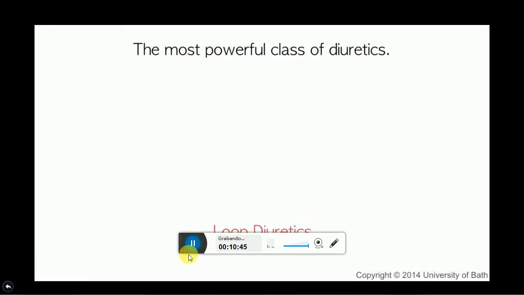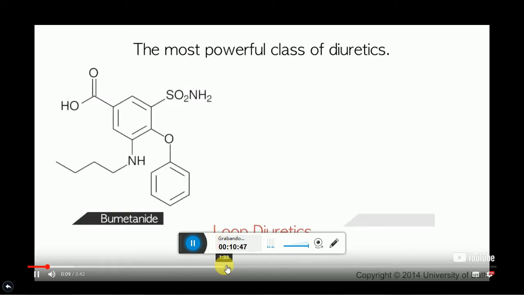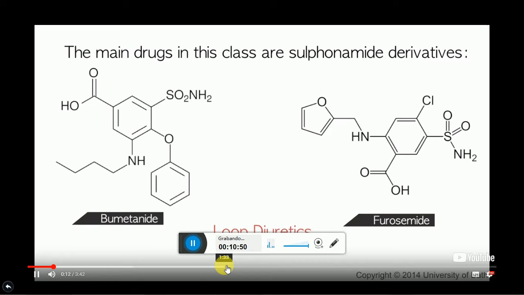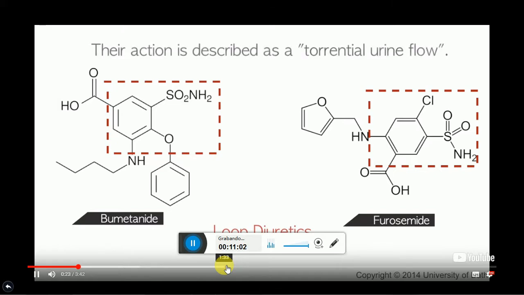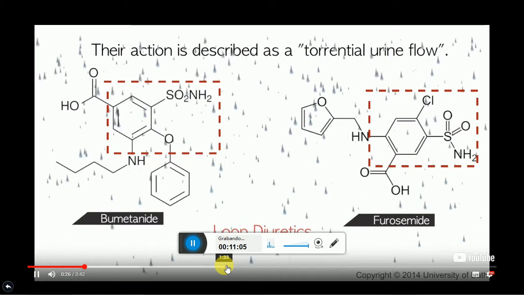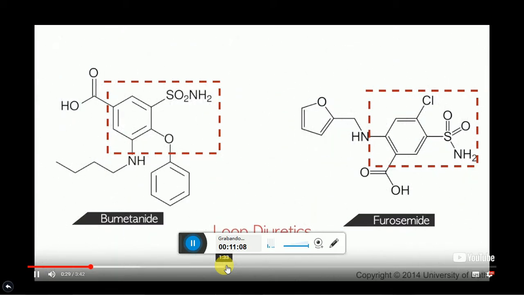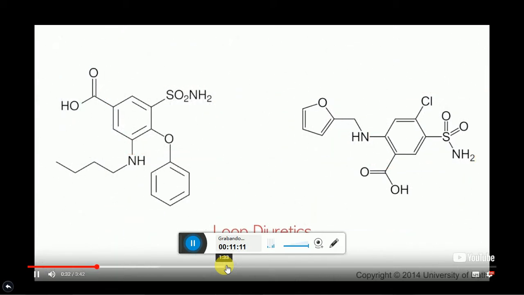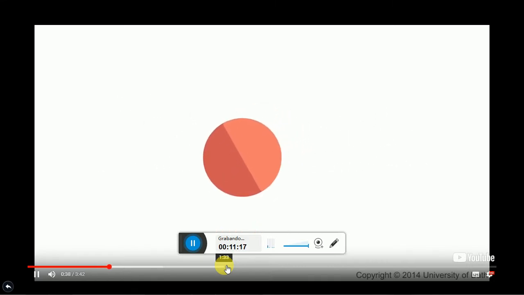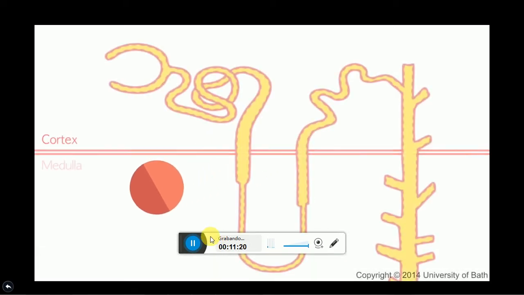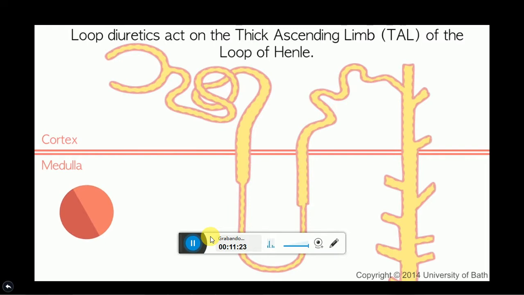Loop diuretics are the most powerful class of diuretics. The main drugs in this class are sulfonamide derivatives. Loop diuretic action is described as a torrential urine flow. Loop diuretics act on the thick ascending limb of the loop of Henle.